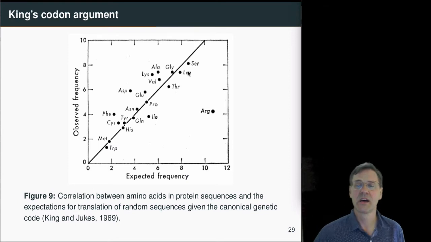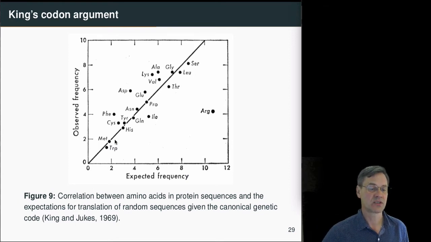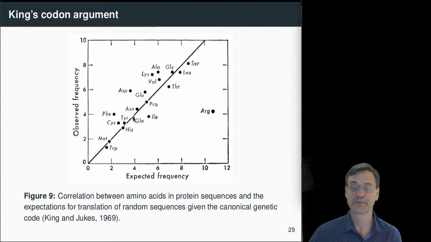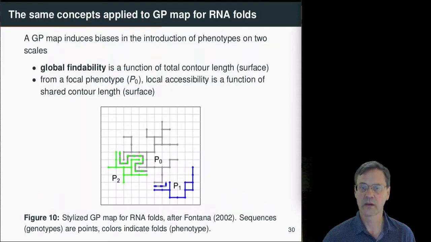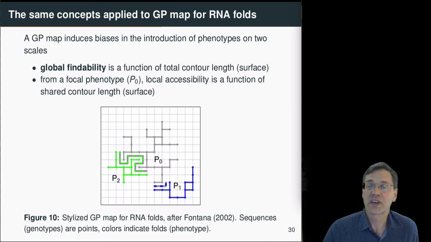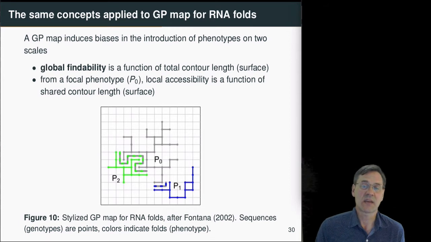Most of this effect comes from the numbers of codons in the genetic code. So methionine and tryptophan down here have 1 each. Serine, leucine, and arginine, which is a bit of an outlier, have 6. Isoleucine has 3. These guys up here have 4, and these guys down here have 2. More generally, any non-trivial genotype-phenotype map is going to induce these same 2 kinds of effects.